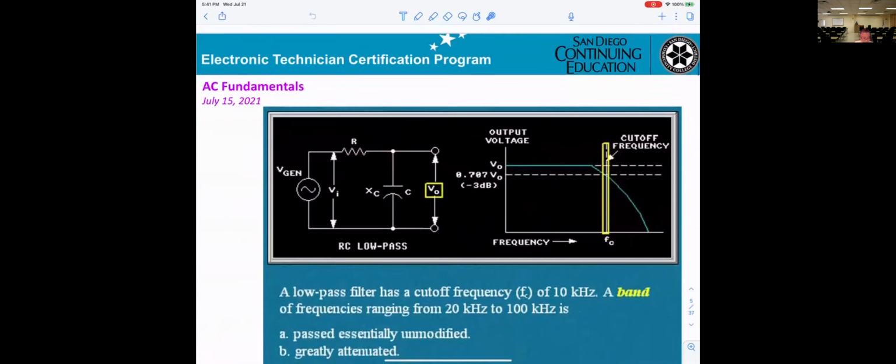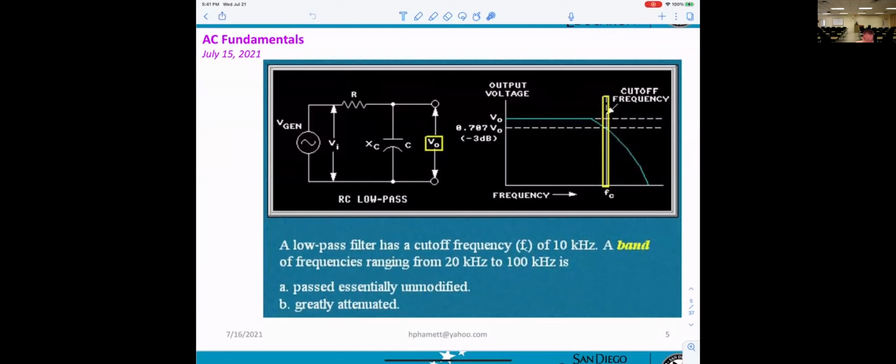Now, on this one here: a low pass filter has a cutoff frequency of 10 kilohertz. A band of frequencies ranging from 20K to 100K is A, passed essentially, or B, greatly attenuated. Attenuated means reduced. A or B? B. B, correct. The cutoff frequency is 10 kilohertz. Any frequency less than 10 kilohertz will be passed, and any frequency higher than 10 kilohertz will be attenuated. Okay.